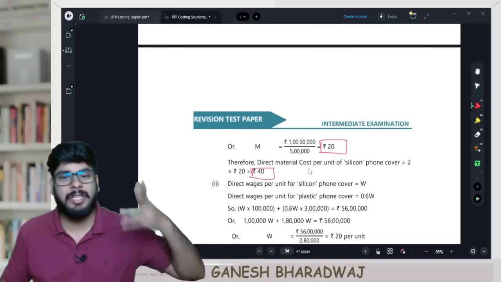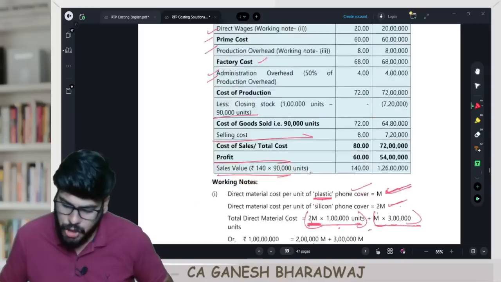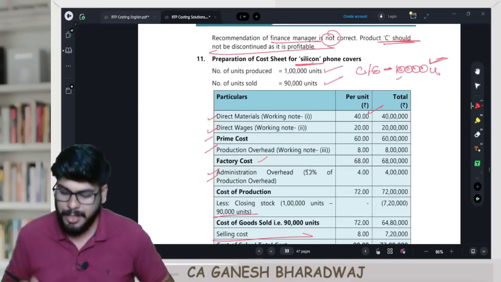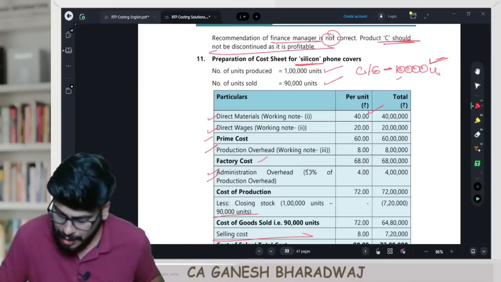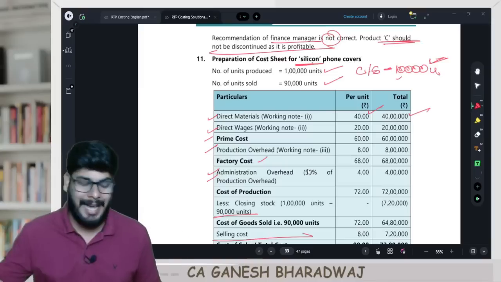Right? So now with this, we have arrived at the figure. Just go up and update here. 40 rupees is going to be the cost per unit of silicone phone cover. 40 into 1 lakh units, that is going to be 40 lakh rupees. As simple as that.